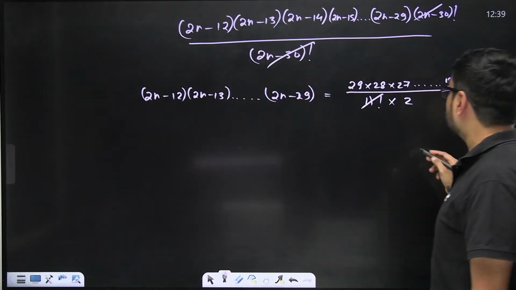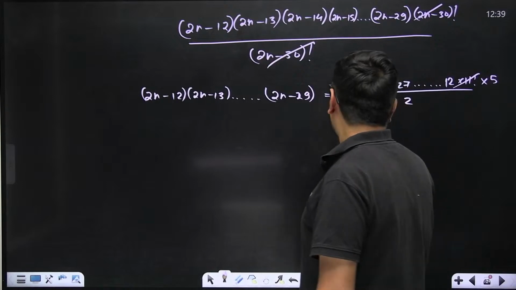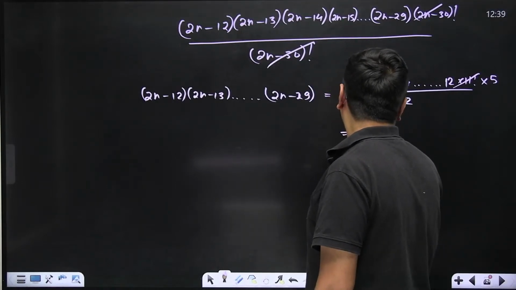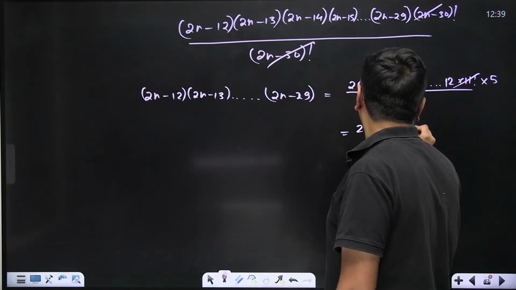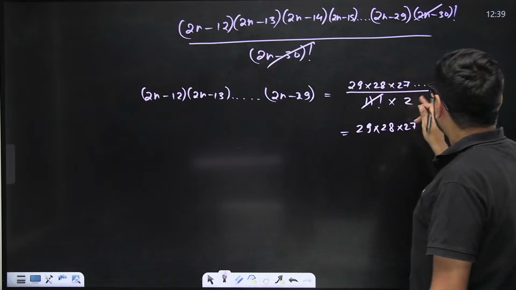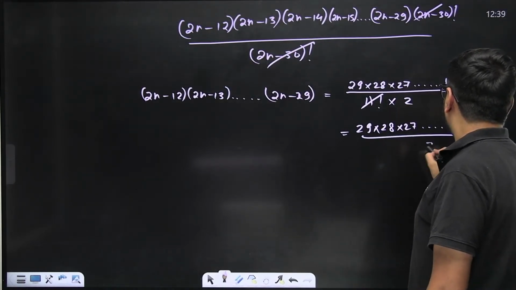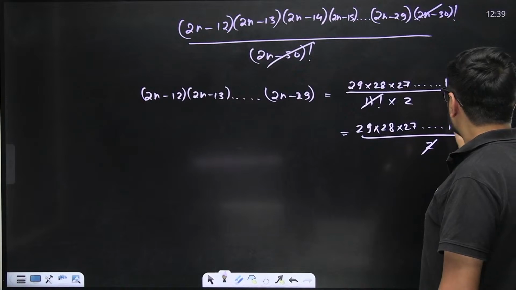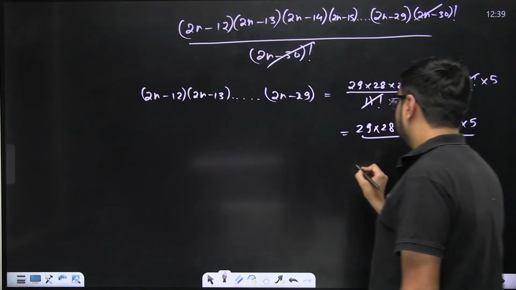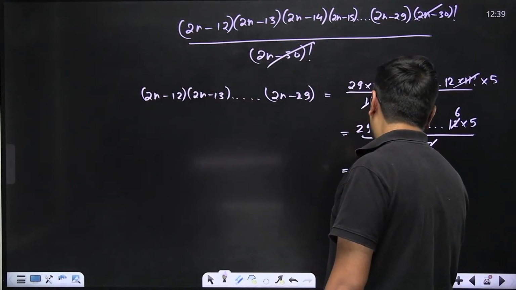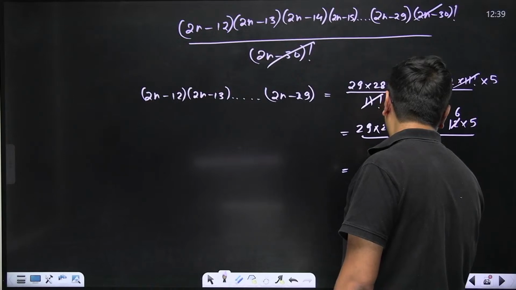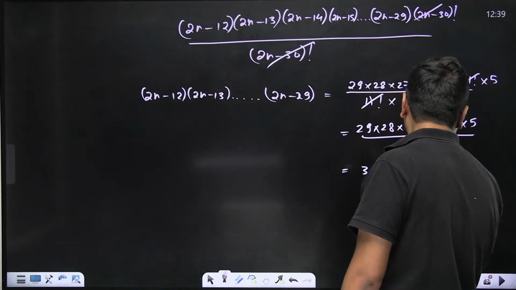Over here, how many terms do we have? This side, if we observe carefully, 29 into 28 into 27, this will go. Now, this 12 will get multiplied with 5, and this will get divided by 2. So 2 sixes are 12, we will have 30. So this side will become 30 multiplied with 29 multiplied with 28, and this will go till 13.